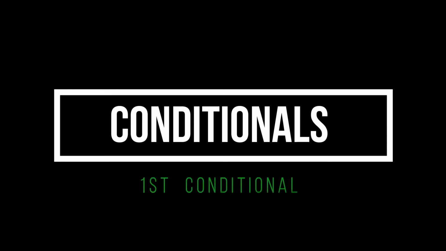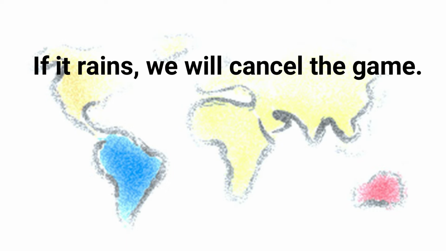Today we're going to look at the conditionals, and we're going to start by looking at the first conditional. Okay, let's look at our first example. It reads, if it rains, we will cancel the game. We have two clauses in this statement, and this is a possible scenario, a likely situation about the present or the future.